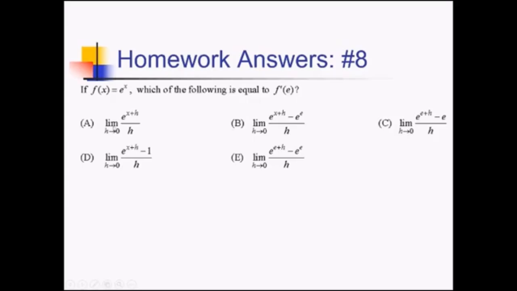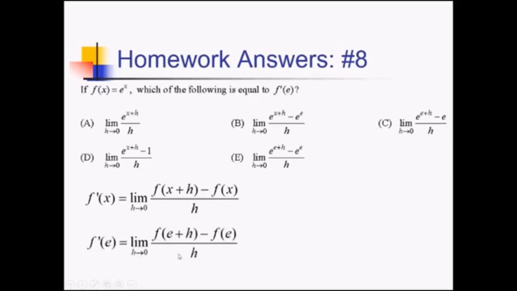So we're going to have the limit as h approaches 0 of f of x plus h minus f of x, all over h. This is definitely a good one to have in your back pocket, ready to go at any time. Now in this problem they want f prime of e, so I'm going to just replace all these x's with e's. So I've got f of e plus h minus f of e.